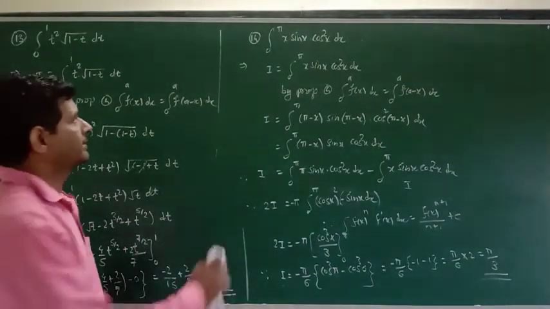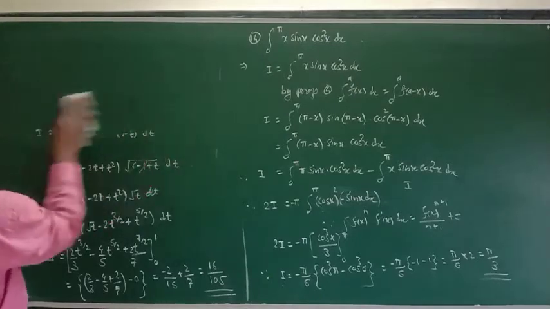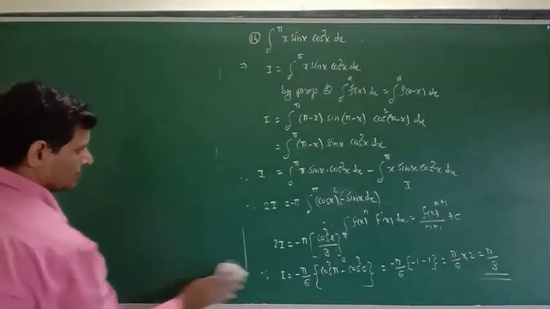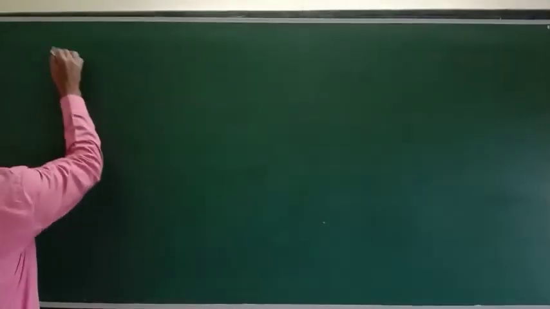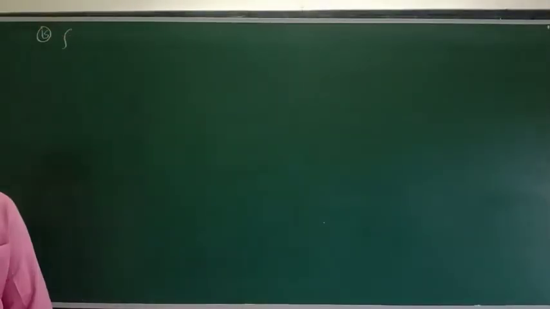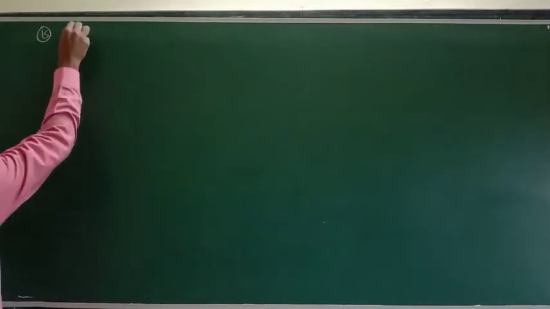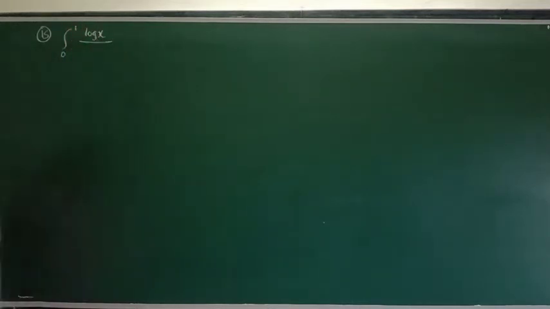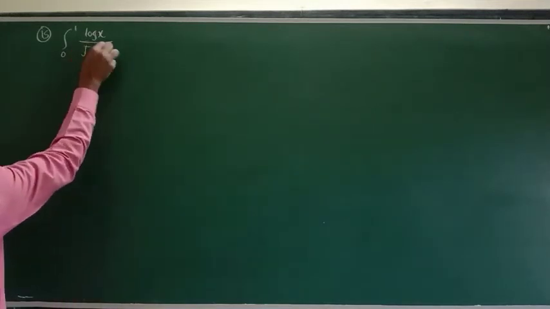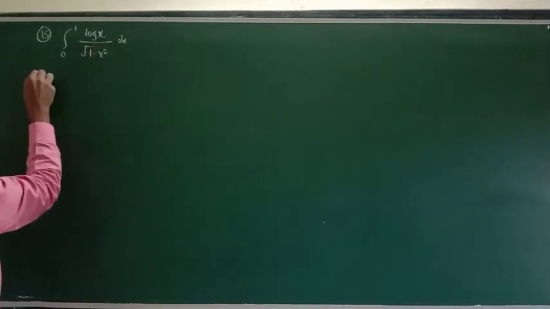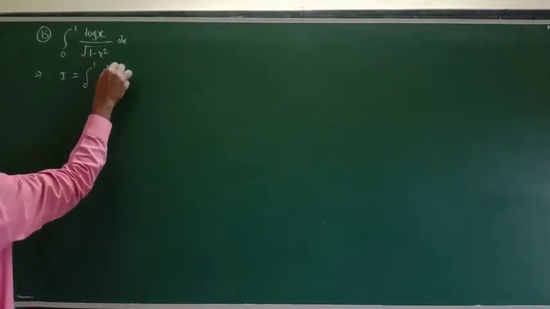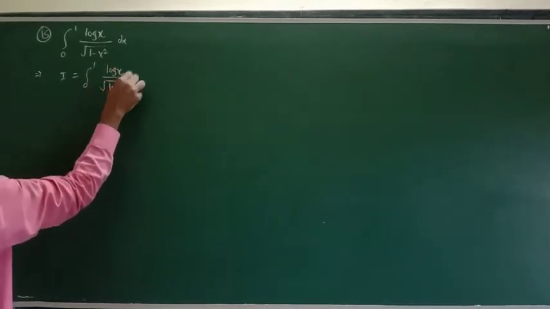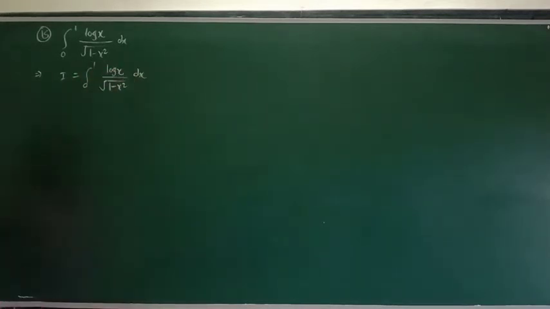Okay. Now see the last example of this exercise 4.2. Question number 15. What they have given here: the definite integration from 0 to 1 of log x upon square root of 1 minus x square dx. I denote this integral as I.